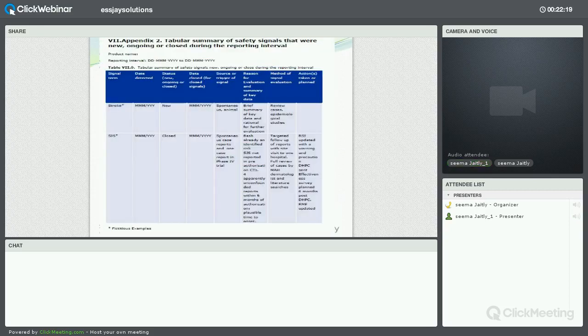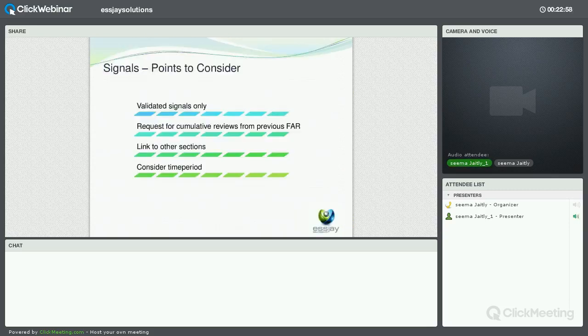This is the table. Again, it's quite small, but it's a standard table from GVP, and it talks about your signal, what have you seen, when was it detected, what's the status, i.e. is it new, was it ongoing, has it been closed? If it's been closed, it can either be refuted, be a potential risk, or be an identified risk, i.e. needs to be added to the label. The date that it was closed, the source of the signal, the reason for evaluation, what you did, and what your action was overall. And usually most companies will present that and then use section 16.2 for the rest of the information. So points to consider here.